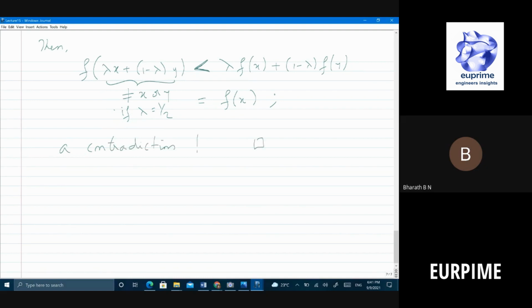Right? Done. Nice proof, right? Simple, straight, obvious. Okay. Now we can move on to the algorithm. Now we are clear that if it is strictly convex, it looks like this.